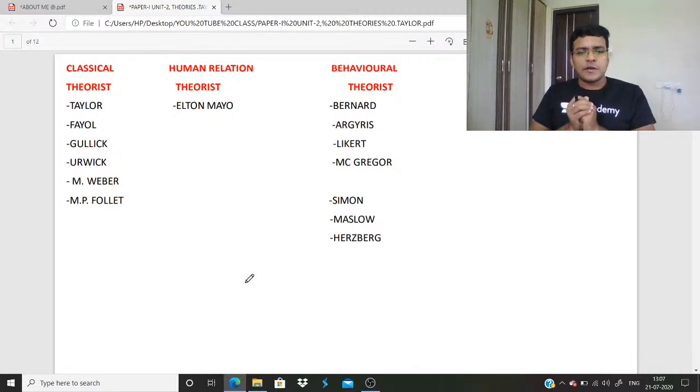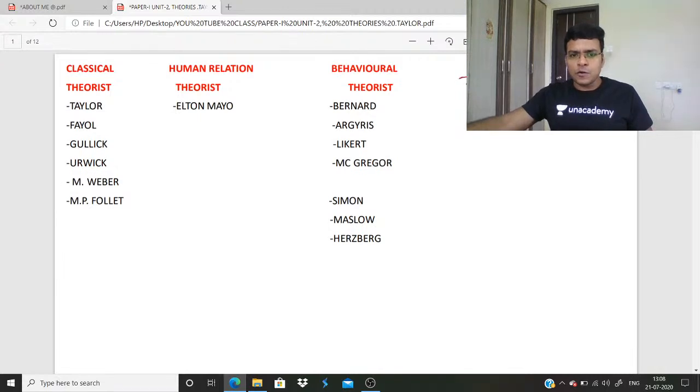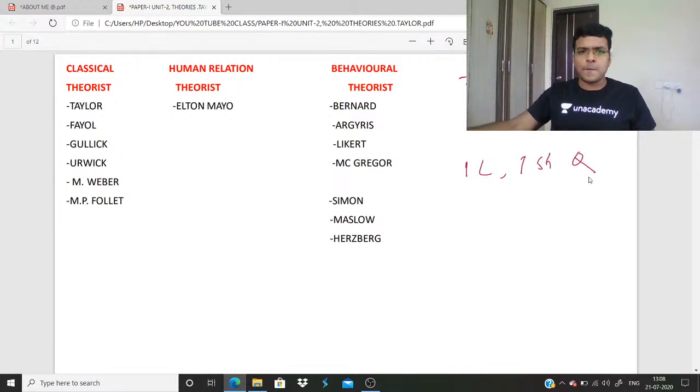You remember this chart. From this chart, your 2 units are over: administrative theory, administrative behavior. And from this, you will get 2 short, 2 long. It is maximum. You get 2 long and 2 short in section A, or 1 long and 1 short. Short question. Clear? So today we will discuss the characteristics of these theories.